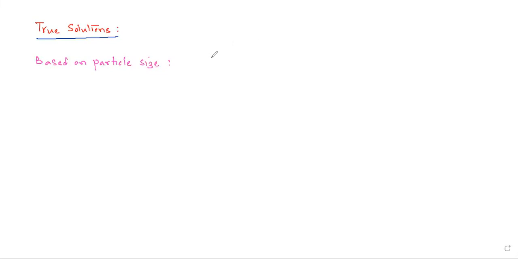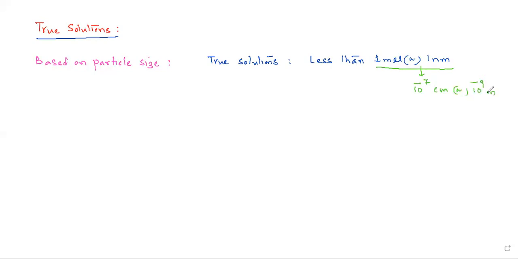The first one is true solutions, when the particle size is less than 1 millimicron, or the same can be given as 1 nanometer. We know that 1 millimicron or 1 nanometer is nothing but 10 power minus 7 centimeter or 10 power minus 9 meter.